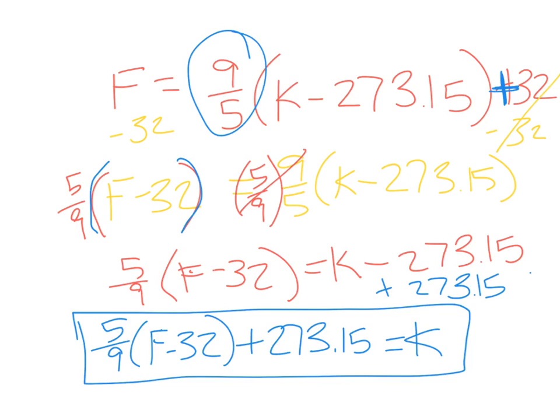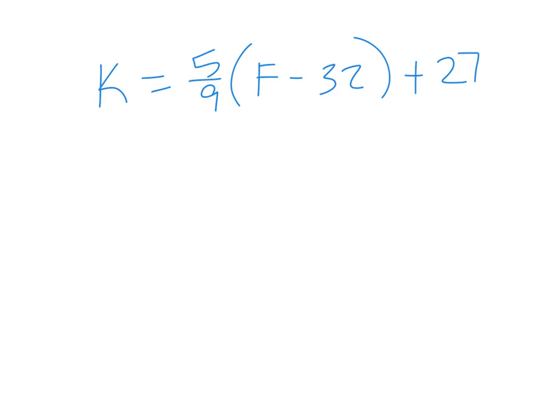All right, so for B, taking that equation that we just wrote, and we're plugging in, it said to solve for Fahrenheit is 240 degrees. So I'm going to rewrite the equation: K equals 5/9 (F minus 32) plus 273.15. So we know that Fahrenheit equals 240, so we're going to plug that in right there where the F is.